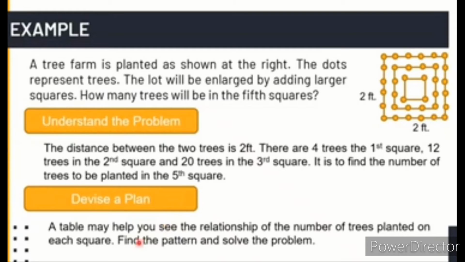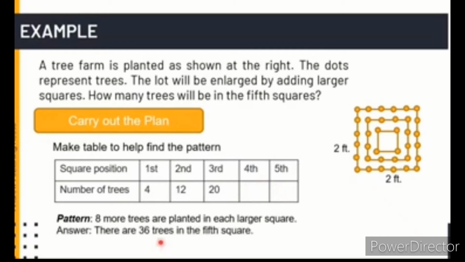As we move on to the next step, devise a plan. A table may help us to see the relationship of the number of trees planted on each square. So we need to find the pattern and solve the problem. The next step is carry out the plan. We need to make a table to help find the pattern. We have the square position and the number of trees, where in the first square we have 4 trees, in the second square we have 12 trees, and in the third square we have 20 trees.